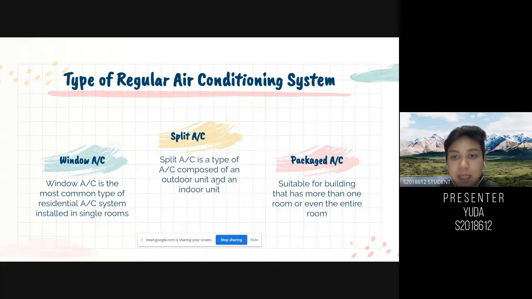And the last one is the package air conditioning. It is suitable for a building that has more than one room or even the entire building. The single unit setup puts all the components in a box like the corresponding components installed on the window and blows cold air through the duct with a large capacity blower.